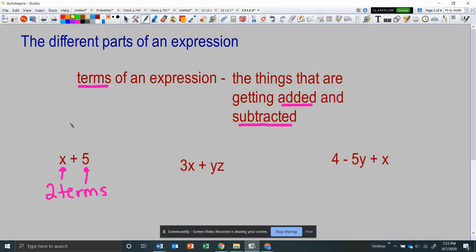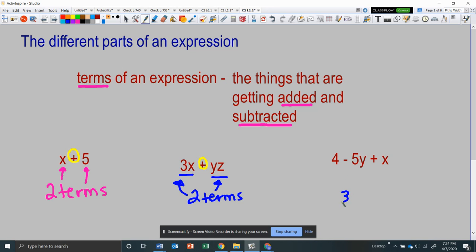I want you to notice that there's a plus sign here, and the plus sign separates this up into two terms. When I go to this one, I've got another plus sign. This is also separating it up into two terms. One of the terms is 3x, and the other term is xy. So this is also two terms. One of those terms is 3 times x, and the other term is y times z. And it's that plus sign that shows the two terms.